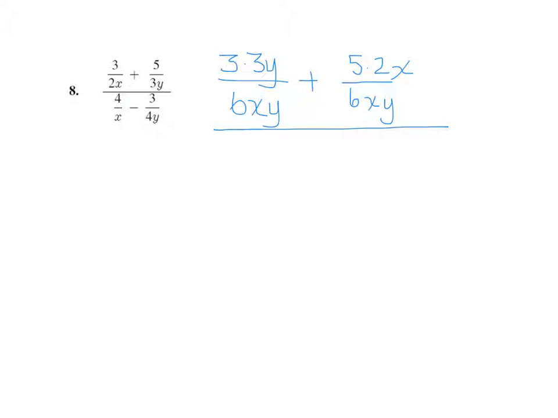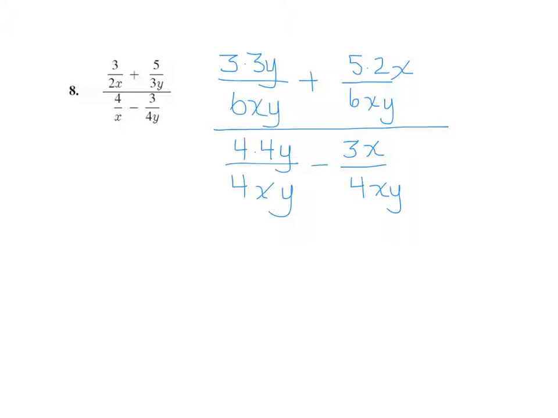Now in my denominator, I see I have an x in the first fraction and a 4y in the second. So what's missing in the first fraction is the 4y. So I'm going to need to multiply the top and bottom by 4y to get 4xy on the bottom. And in my second fraction, what's missing is an x. So I'll need to multiply top and bottom by x, and I'll get 3x on top, and again, 4xy on bottom.